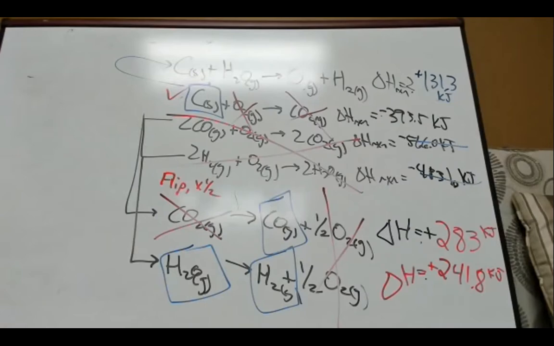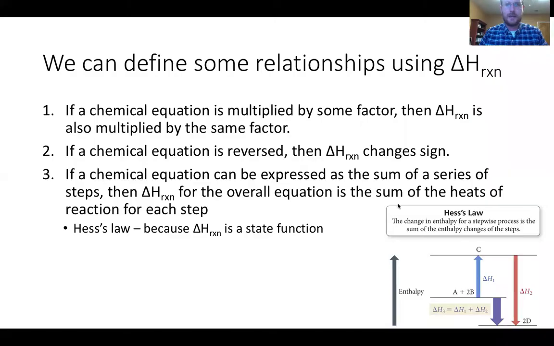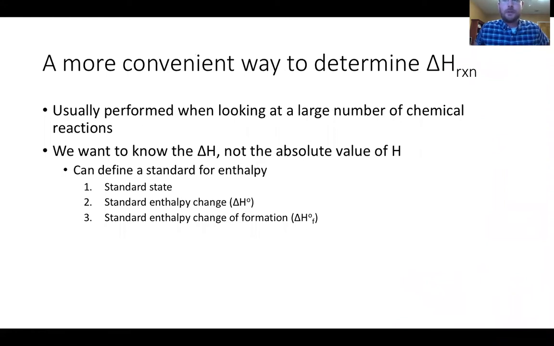This is my favorite way to calculate delta H of the reaction, because it's like a big puzzle. There are even more convenient ways to determine delta H of the reaction, usually performed when you're looking at a large number of chemical reactions. A lot of times we just want to know what delta H is, not the absolute value of H. And so what we can do is start defining a standard state of enthalpy. And that's where those little knots come in: you can see standard state, standard enthalpy change, and standard enthalpy change of formation. And all of these have an independent equation.